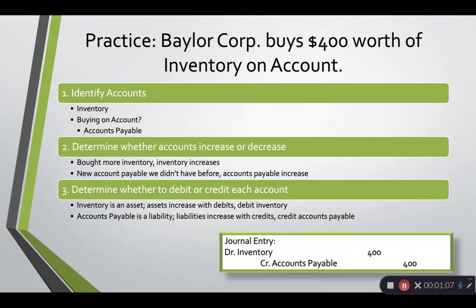Our third step is to determine whether to debit or credit each of those accounts in order to achieve the desired effect. We want inventory to increase, and since inventory is an asset and assets increase with a debit, we will debit inventory. We also want accounts payable to increase, and since accounts payable is a liability and liabilities increase with a credit, we will credit accounts payable. Our final journal entry will be a debit to inventory of $400 and a credit to accounts payable of $400.